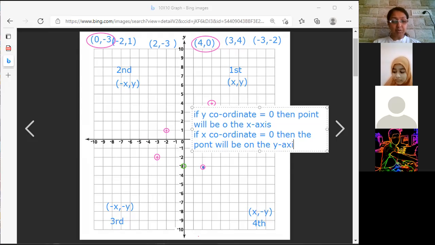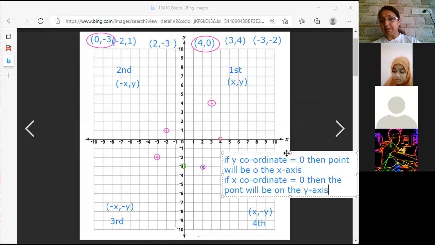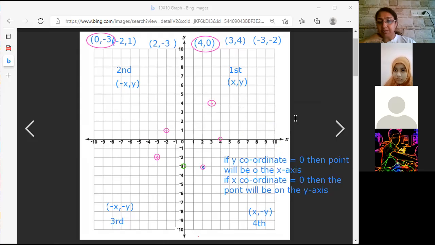Ma'am, what if there are 4 numbers instead of 2 numbers? We will never have 4 numbers. We will only have 2 numbers, X and Y coordinate. We will never have the third one.